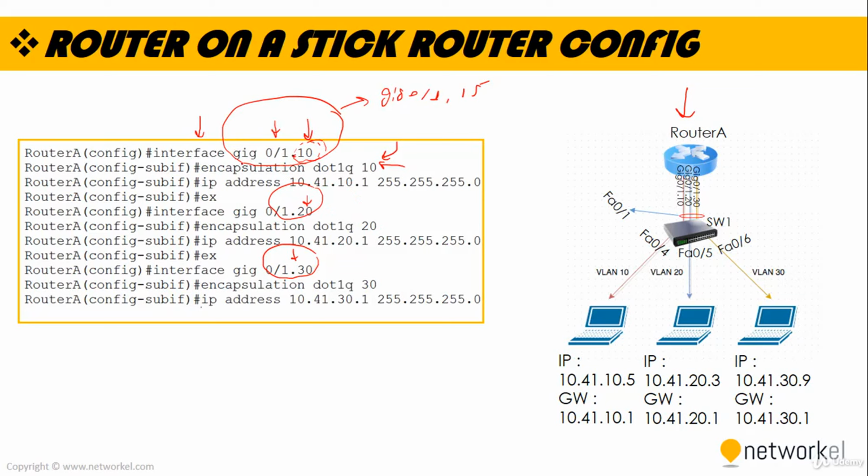Alright, we are getting into the sub-interface mode by typing gig 0/1.10 here. Then we are typing encapsulation, and the encapsulation mode will be dot1q, and then the VLAN number. Okay, that means we are terminating VLAN 10, 20 and 30 for each sub-interface.